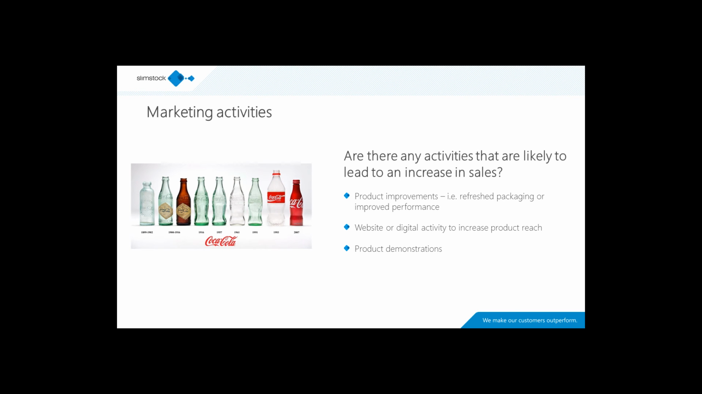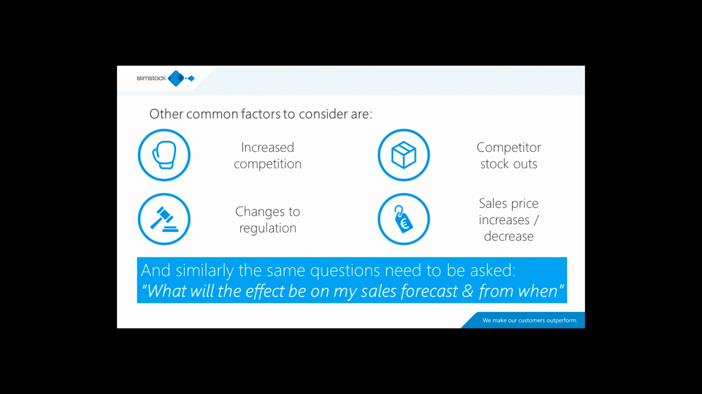In addition to promotional activity in the forms of discounts and deals, we often see other marketing activities that have a positive effect on sales. These can include product improvements such as refreshed packaging or improved performance, website or digital activity to increase product reach, or product demonstrations.